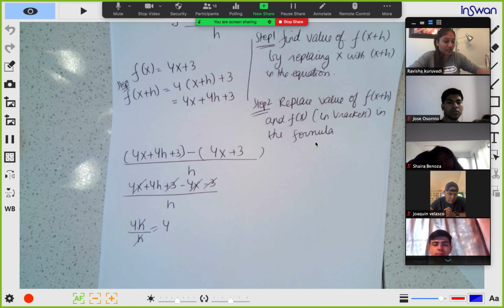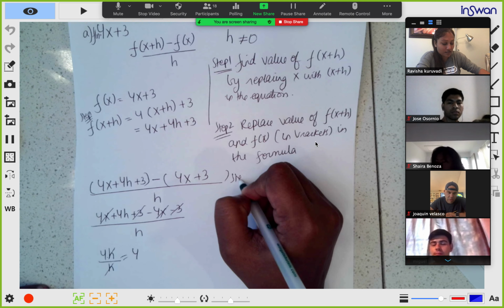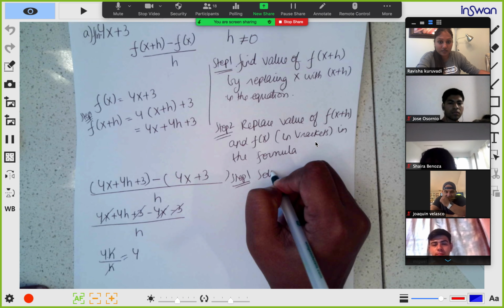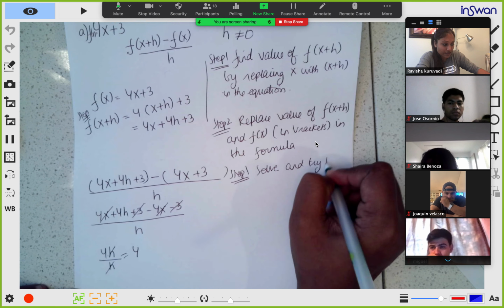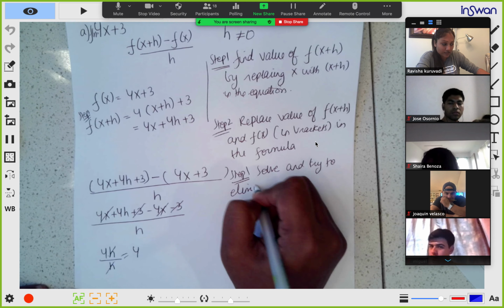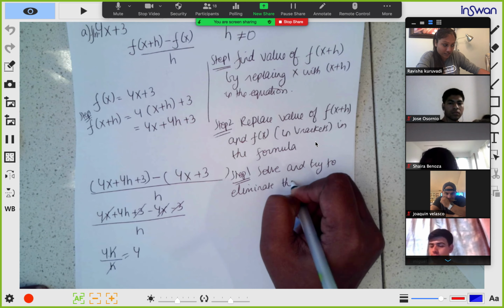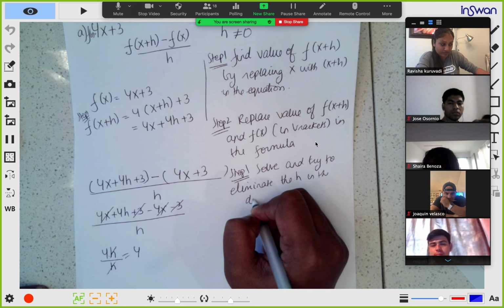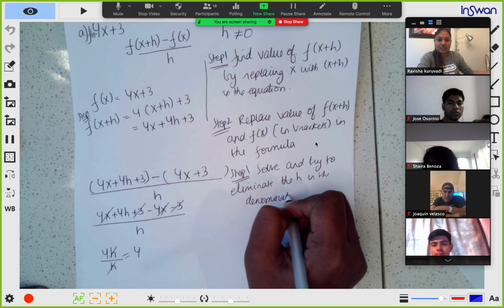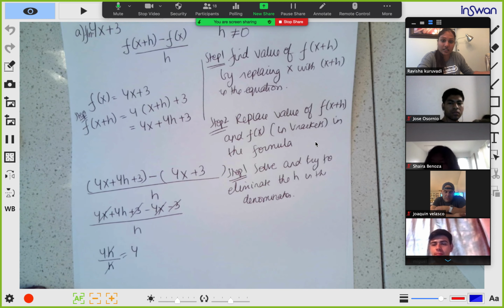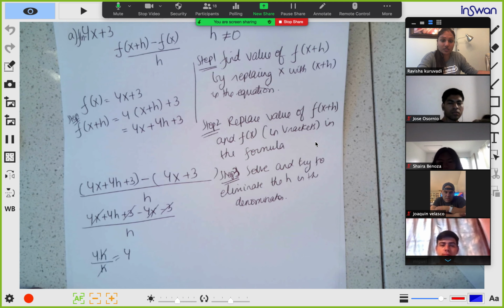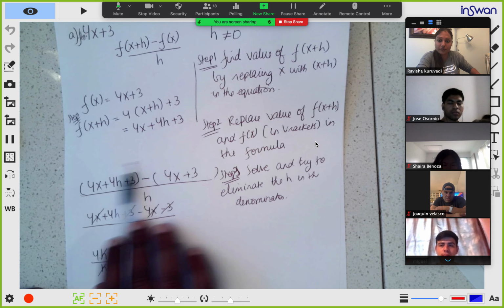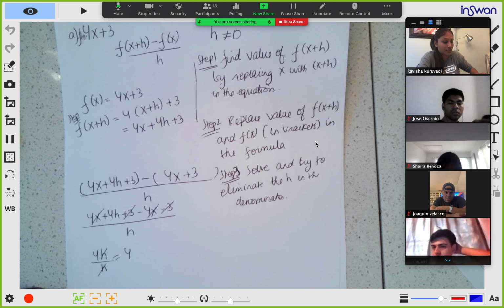Let me know. And step 3 you can say is solve, and try to eliminate the h in the denominator. That's what I did. That's your third step if you want to write it. Once you write it in the formula, you have to solve, and what you are trying to do is eliminate this h which is at the bottom.